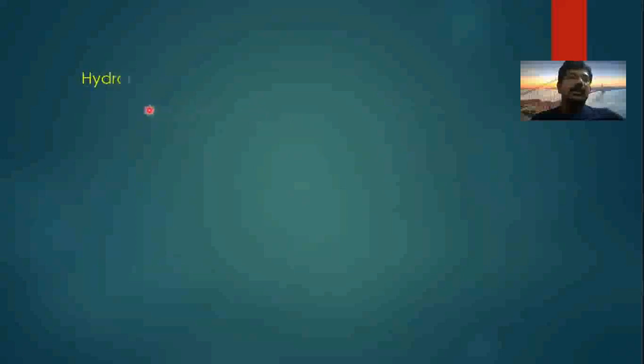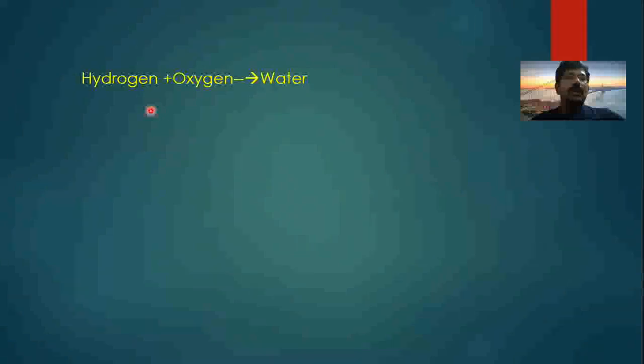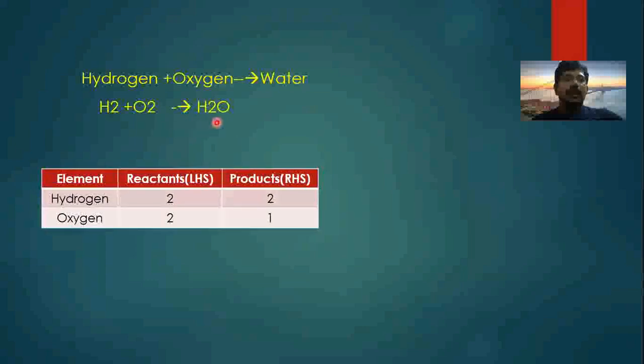Let us try to balance this equation. Hydrogen combines with oxygen to give water. The symbol of hydrogen is H, and its atomicity is 2. You have to remember, while writing the elements, you have to mention the atomicity. Hydrogen always exists as a diatomic molecule. The molecular formula of oxygen is O2. Next, the compound water has the formula H2O.